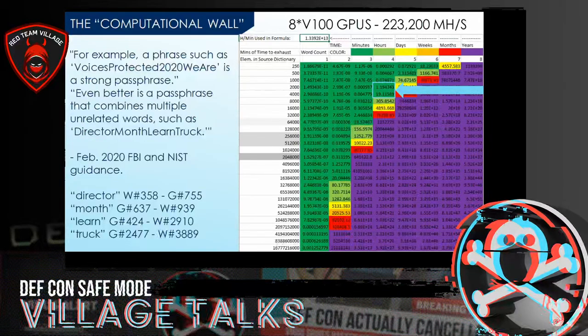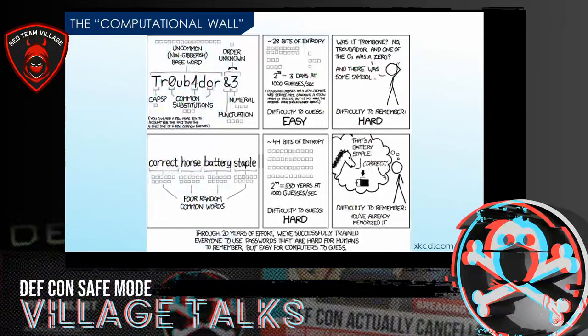The rarest word in there is truck, and, oh boy, that isn't in the top 4,000, regardless of which list you choose. Four common words are not safe from offline cracking, which does bring up another, perhaps more viral recommendation from XKCD 936.